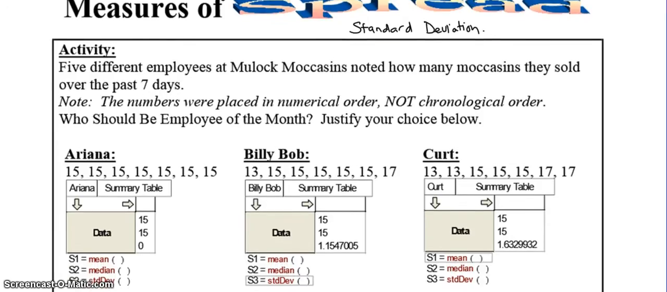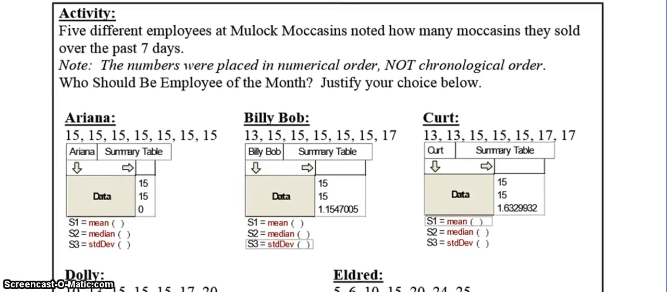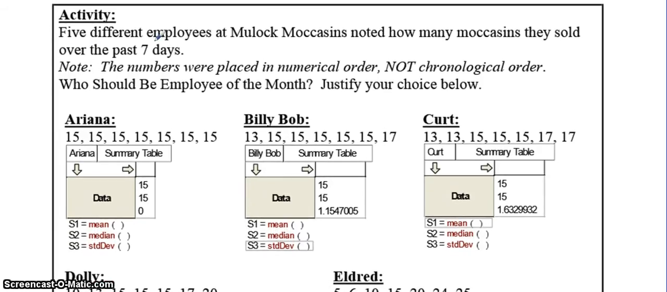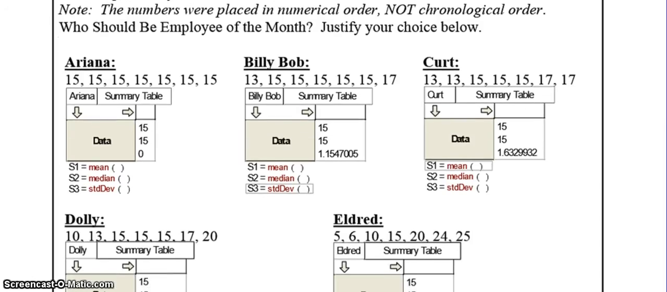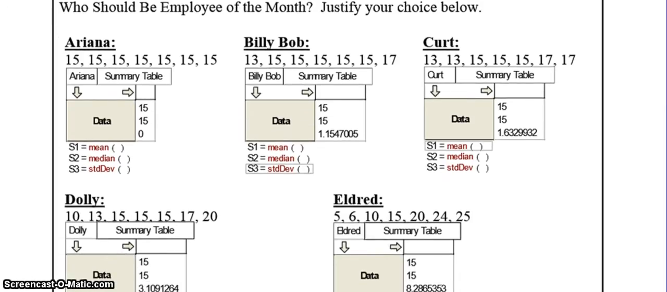So what I want you to do is to first take a look at this activity. Five different employees at Mulock Moccasins noted how many moccasins they sold over the past 7 days. The numbers were placed in numerical order, not chronological order. So it doesn't mean that the first day he sold 13 and the last day he sold 17. They're just put in numerical order. I want you to think about who should be employee of the month and then justify your choice below.